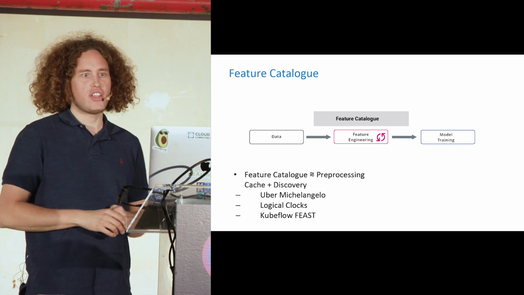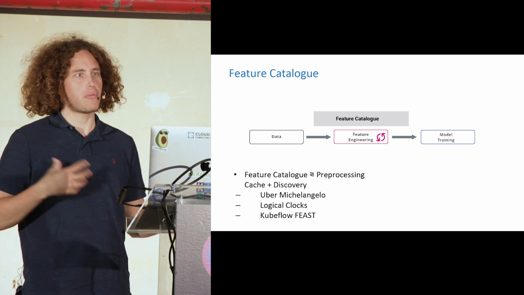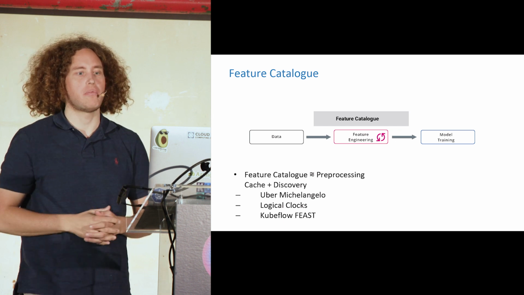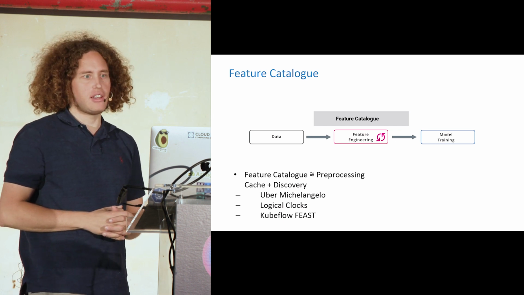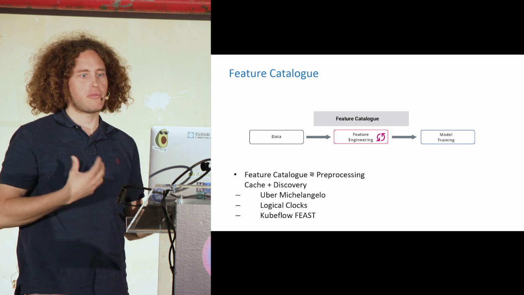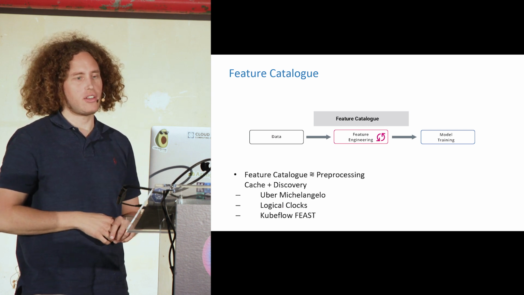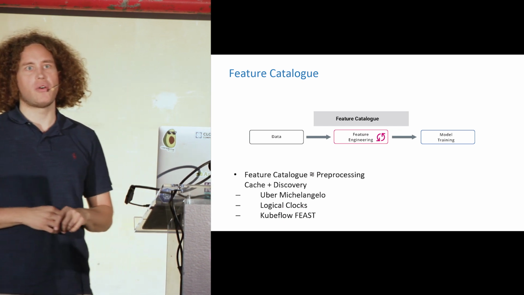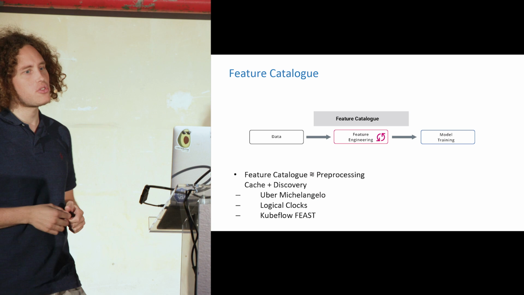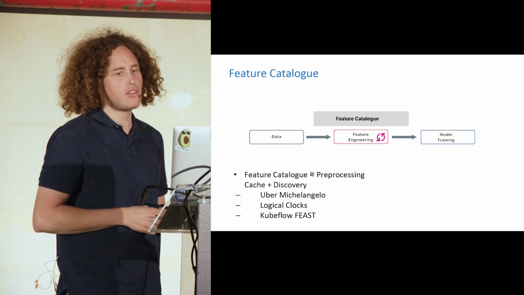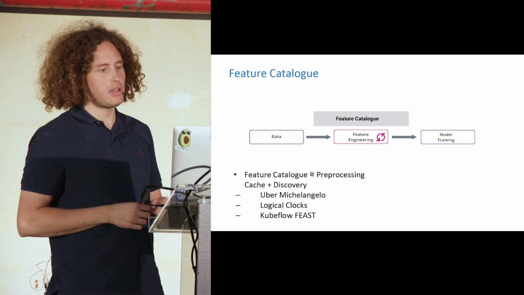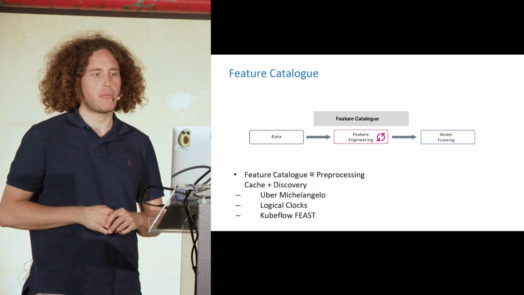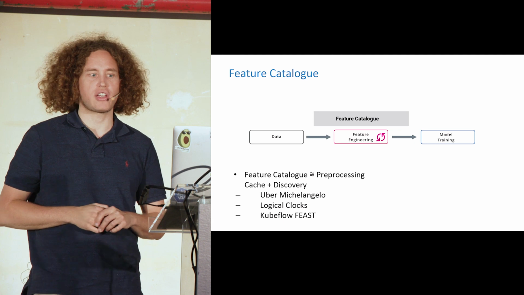If we talk about features, another important concept also related to databases is that we want to be able to reuse them. What I've seen in real-world projects is that about 60 to 70% of a data scientist's time is being spent on building those features. So it would really be a waste of time and resources not to reuse them. And this is why many large companies like Uber or Kubeflow as a project are coming up with so-called feature stores or feature catalogs.